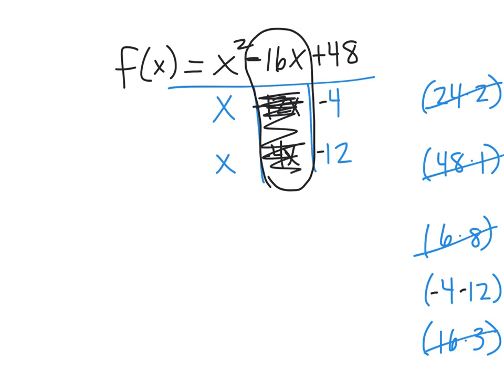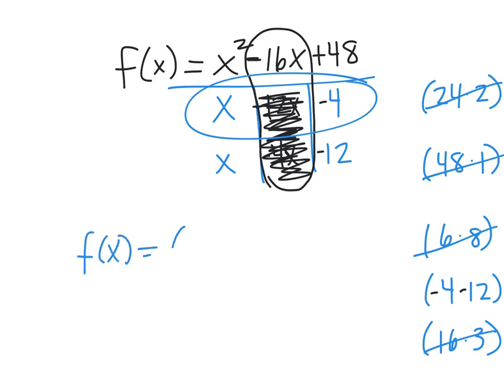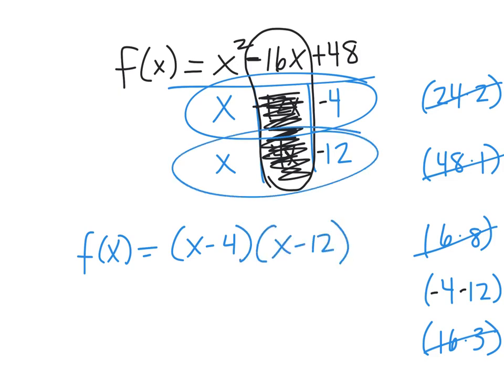So I ignore the middle, that's just to check my work. And my solutions are always horizontally. x minus 4. x minus 12. And there it is, guys. You got it.